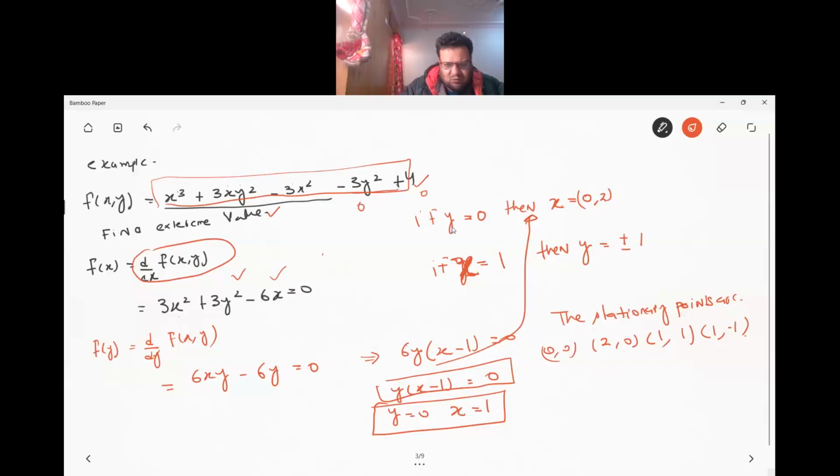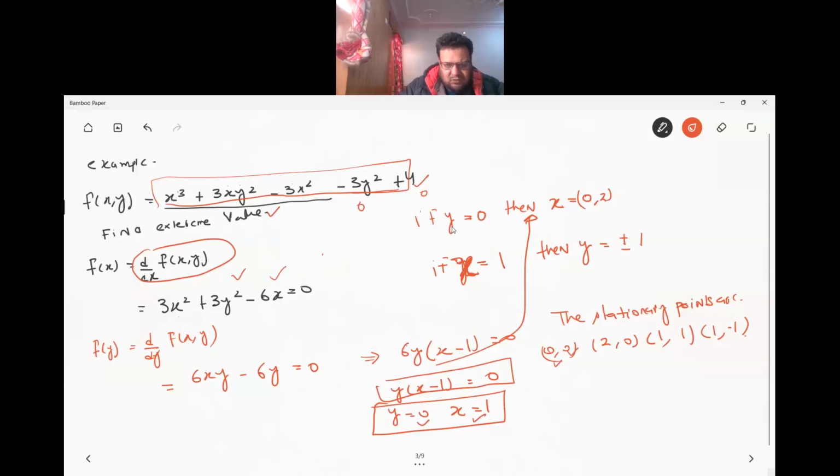So what does this mean? 0 by 6 would be 0. So y is equal to 0 and x is equal to 1. Okay. So the stationary points that I'm going to get here, this condition will happen if my y is equal to 0, right? And x is equal to 0, one of the points I got.